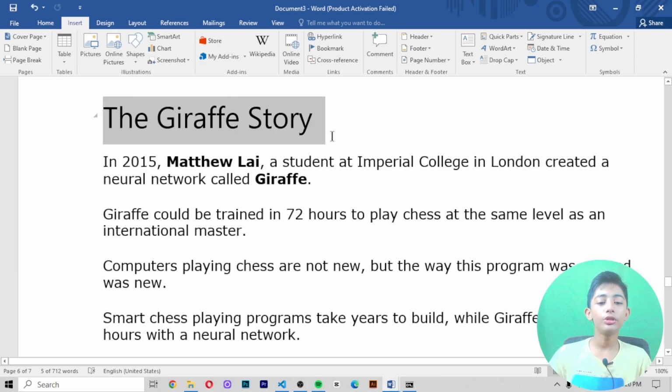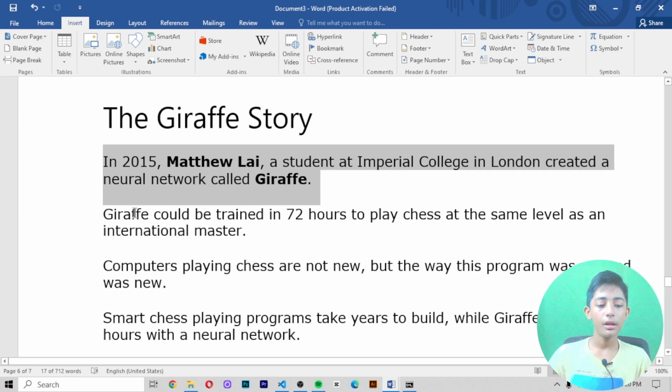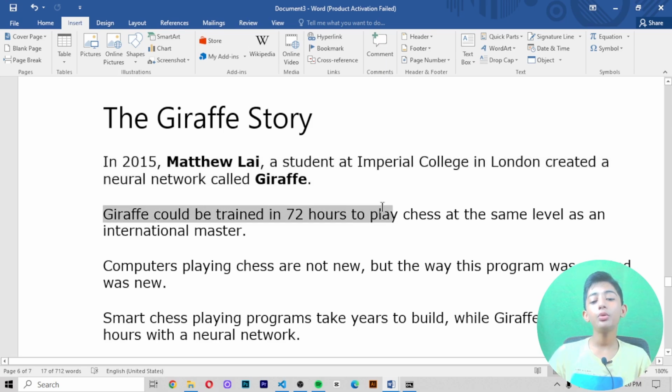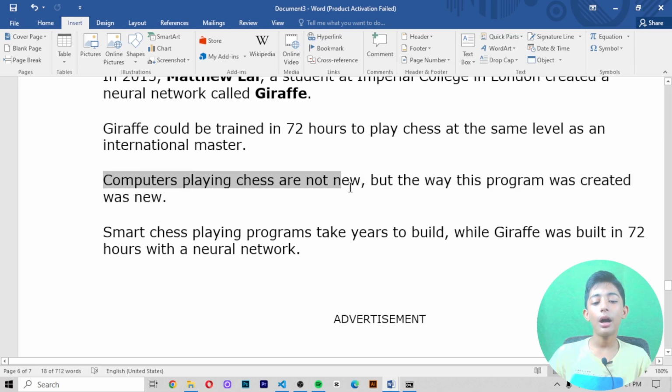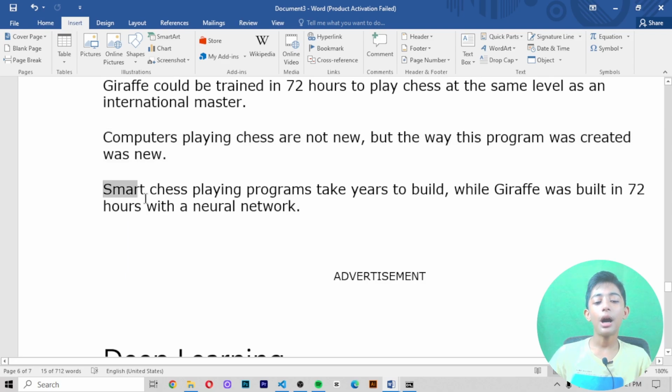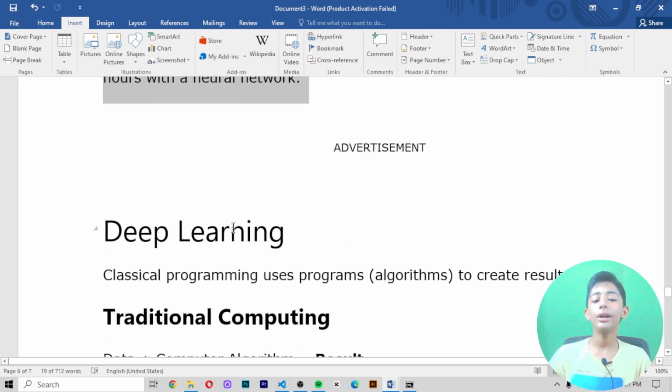The Giraffe story. In 2015, Matthew Lai, a student at Imperial College in London, created a neural network called Giraffe. Giraffe could be trained in 72 hours to play chess at the same level as an international master. Computers playing chess are not new, but the way this program was created was new. Smart chess playing programs take years to build, while Giraffe was built in 72 hours with a neural network.